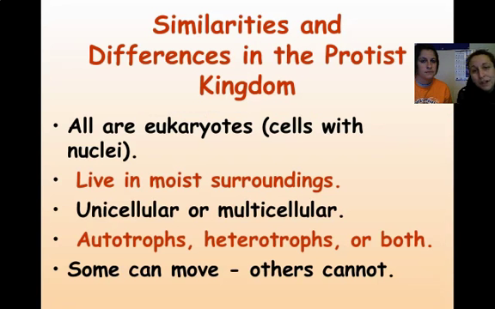There are some similarities and differences within the Protist kingdom itself. All are going to be eukaryotes. Remember, eukaryotes are the ones that have a nucleus. They mostly live in moist surroundings. They can be either unicellular or multicellular. As far as forms of getting food, they can be autotrophic, heterotrophic, or both in the same organism. And some can move and others cannot. Remember, if they are able to move, then they are called motile. If they cannot move on their own, then they are considered sessile.